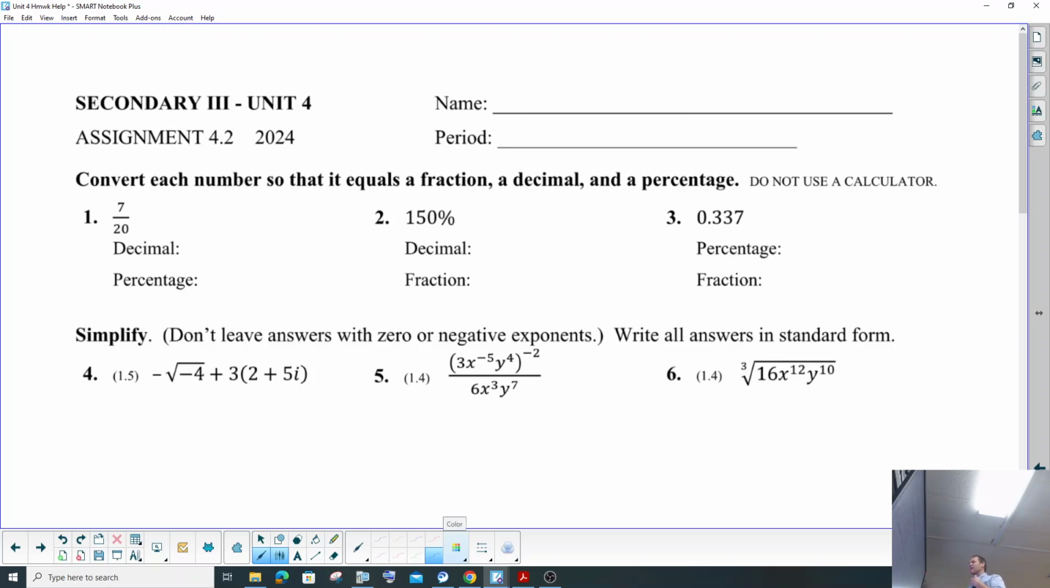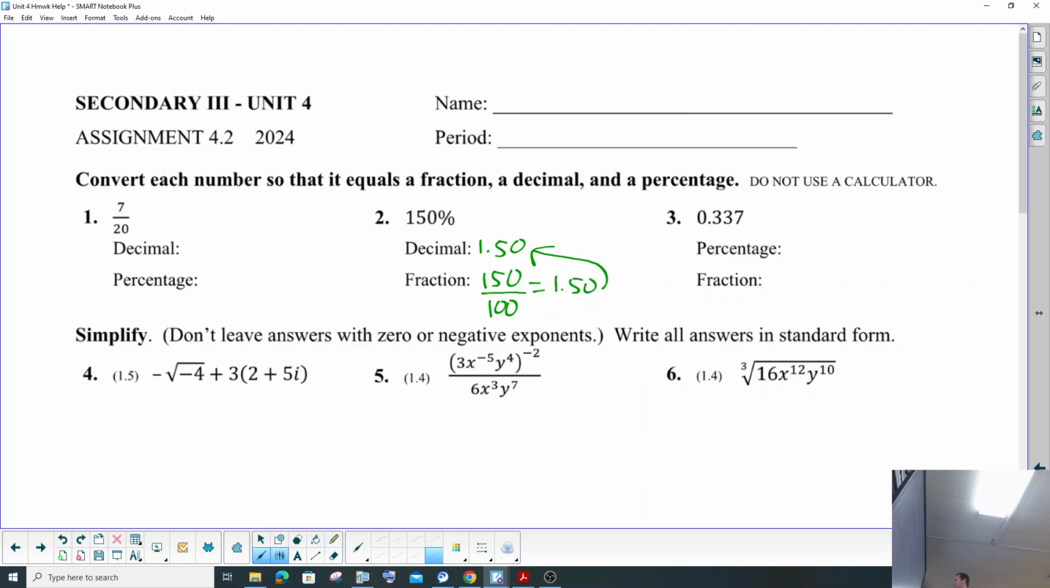Okay, so 150% as a decimal. I guess that would be, well, 100% is 1.0. So 1.50, 1.5, 150%. As a fraction, 150 out of 100, so that's how we get the 1.5.